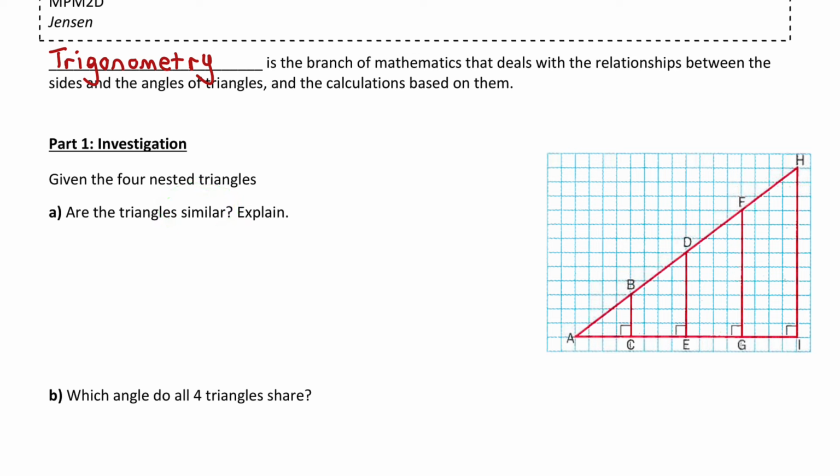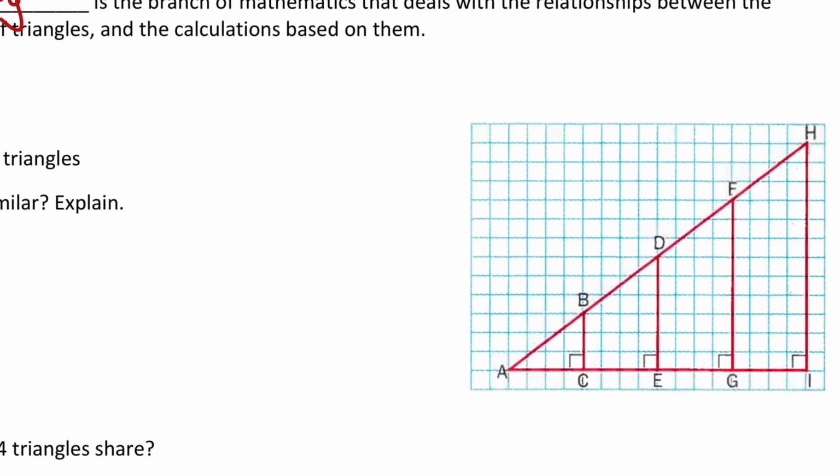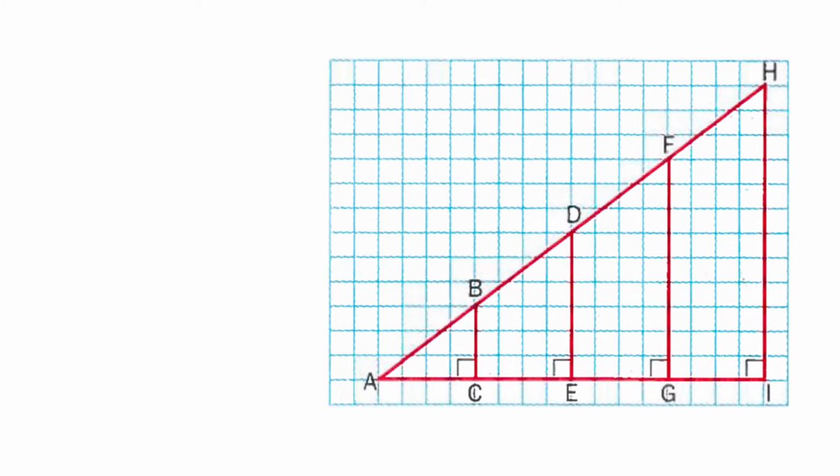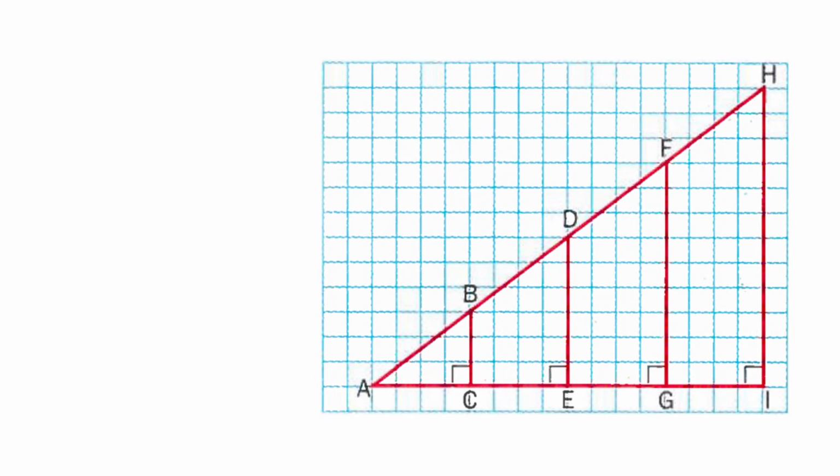Remember in lesson 1, we learned that similar triangles are triangles that have the exact same shape, but are not necessarily the same size. If these triangles are similar, we know all of their corresponding angles would be equal to each other, and their corresponding sides would all be proportional to each other. So looking at these 4 triangles, I think the easiest way to see if they're similar is to see if they all have the exact same 3 angles.